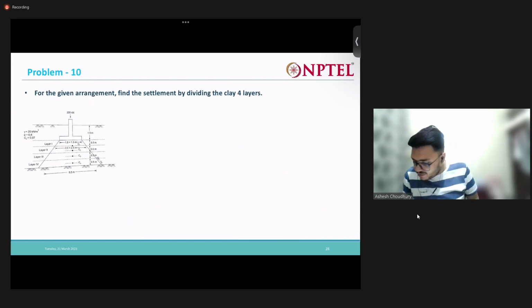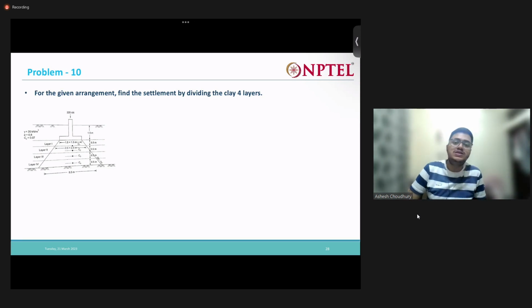So the next problem, for the given arrangement, so there is a footing and there is a clay layer. Okay, footing resting upon a clay layer. So the properties of the clay layer are given, gamma is given, e is given, Cc is given to you. What we need to determine is the settlement.